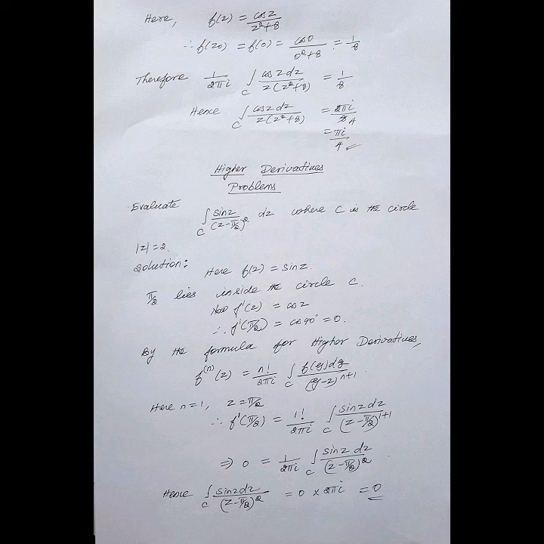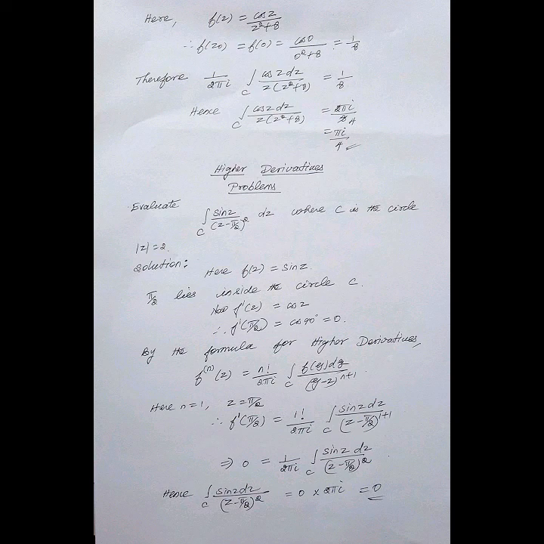And therefore 1 by 2 pi i integral over C cos z dz equal to 1 by 8. In other words, if you cross multiply 2 pi i, you will get pi i by 4. So pi i by 4 is the value of the given integral. So these two sums are the applications of Cauchy's integral formula. Next we will see some more sums related to the formula for higher derivative.